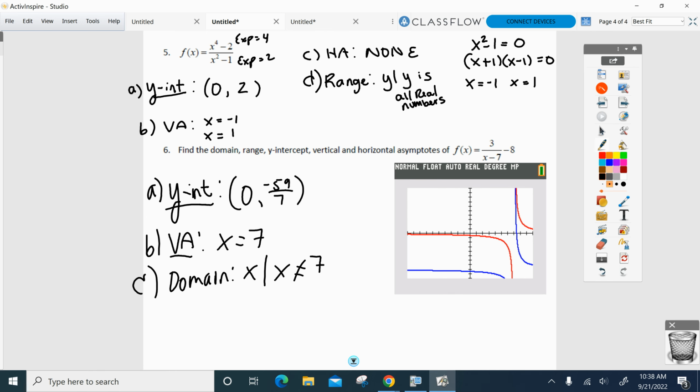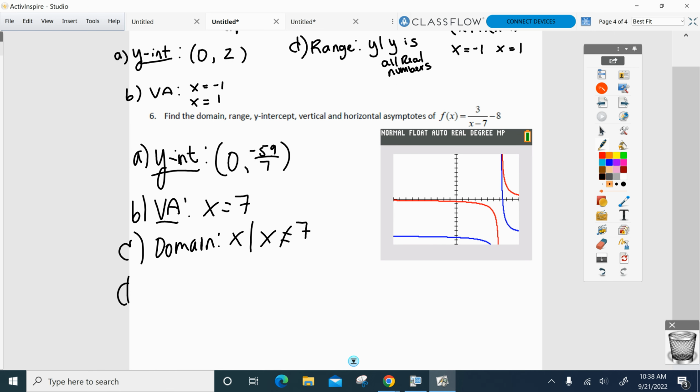Final thing. Horizontal. That's where we got to use those 3 rules on the other page. Okay, take a look. What's the exponent in the top? 0. There is none, right? What's the exponent in the bottom? 1. Which one has the higher one? The denominator. So we just got to remember the rules. If the denominator has the higher exponent, what do we say the asymptote is? Y equals 0.